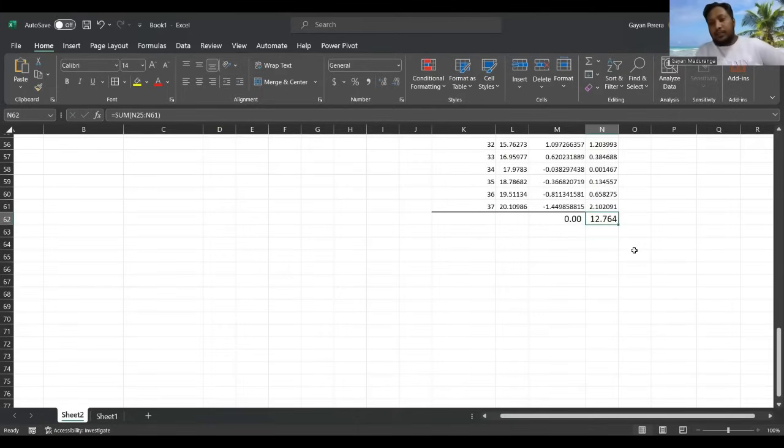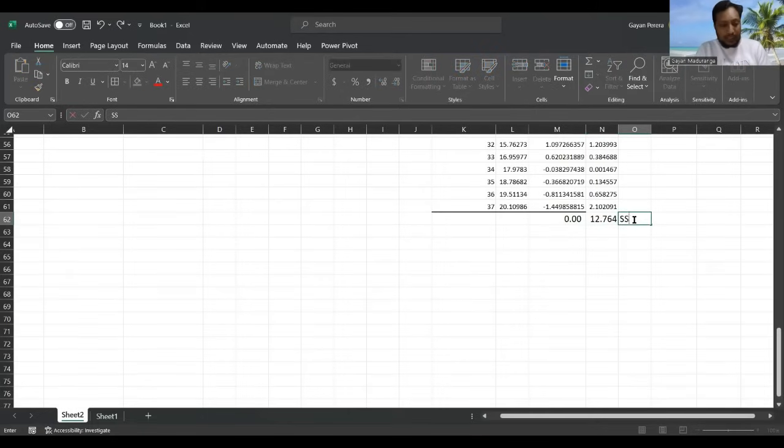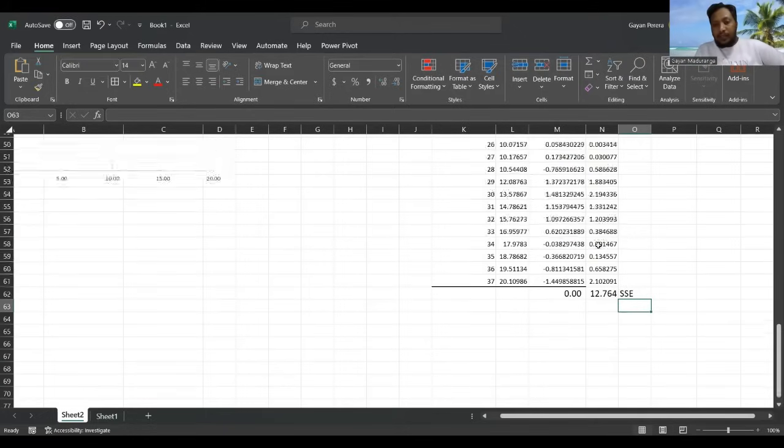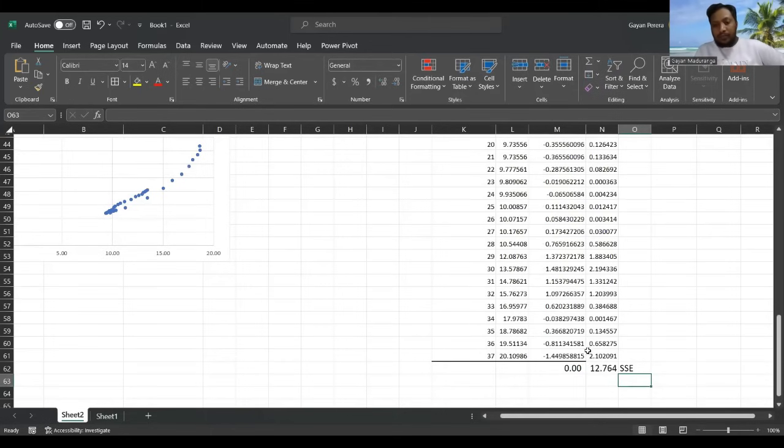See, look at the squared sum of the residuals: 12.6764. That is what SSE is. I think you understand why we cannot get the direct sum and why we are getting the squared sum.